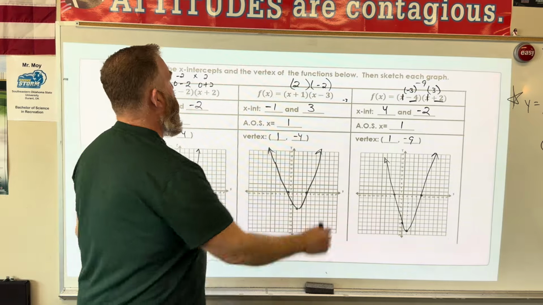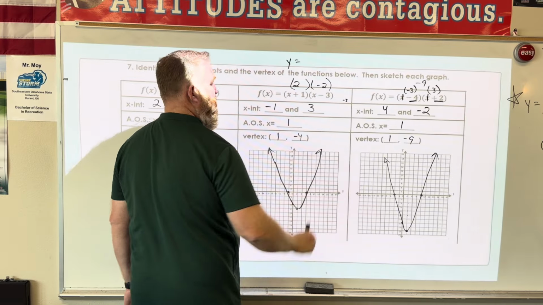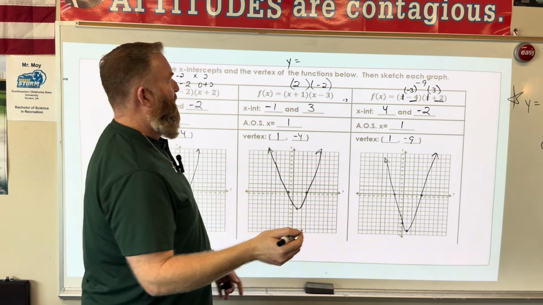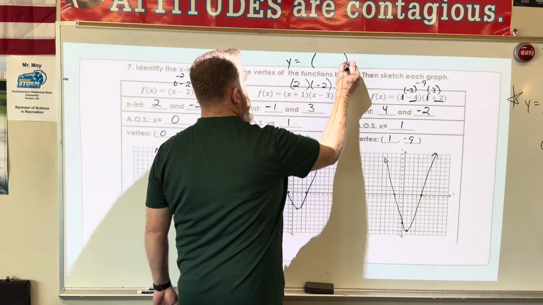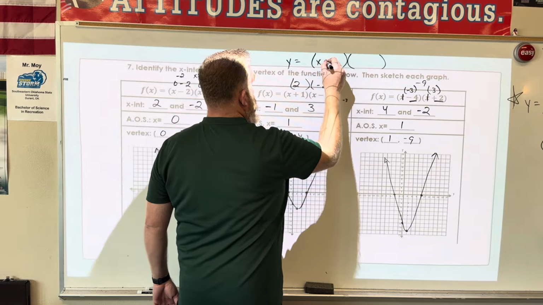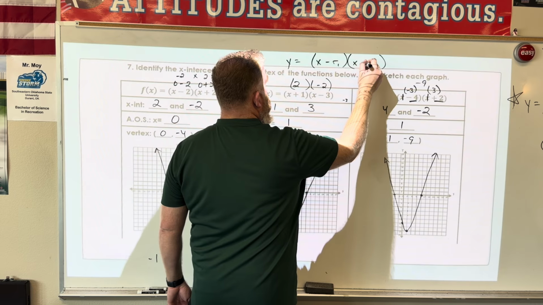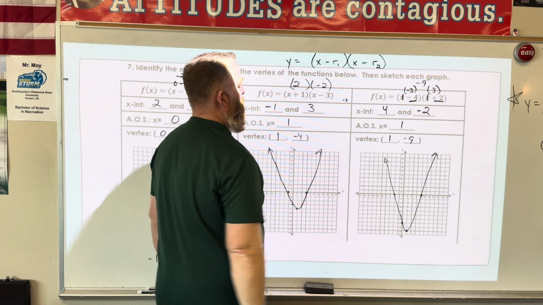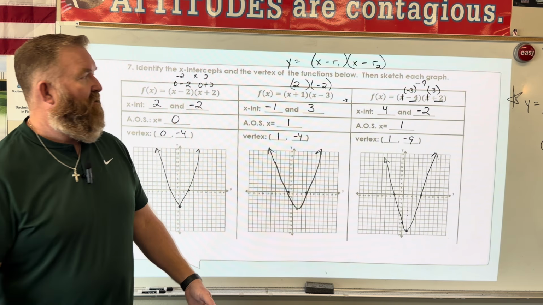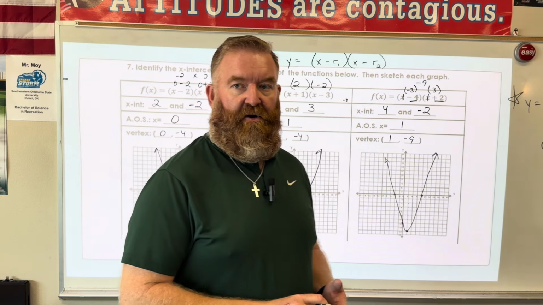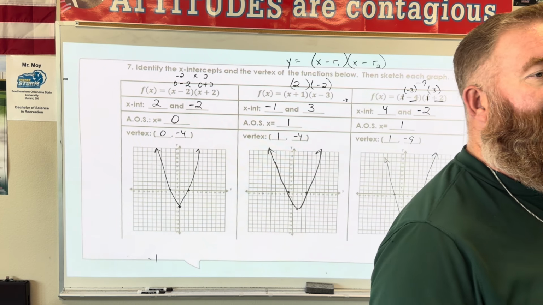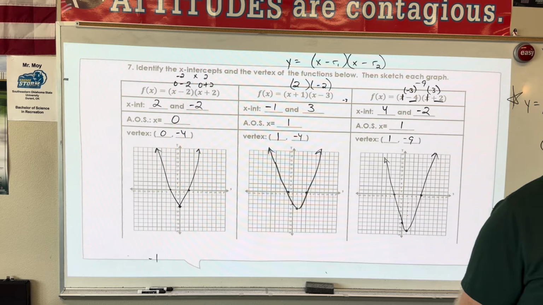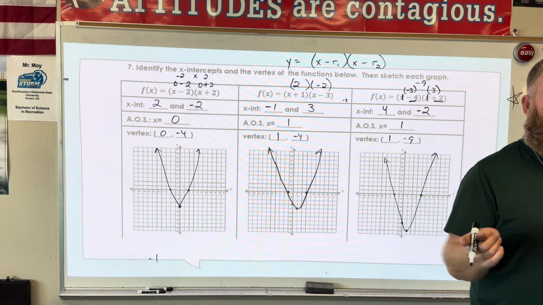Okay, so here's your equation. Write this down somewhere. Y equals, this is factored form. I don't even know if my letters are going to be right, but just work with me on this, okay? It's going to be x minus root 1, x minus root 2. Okay, your roots are going to go in the middle. Now, why did I put minus root 1, minus root 2? What did the signs always do?